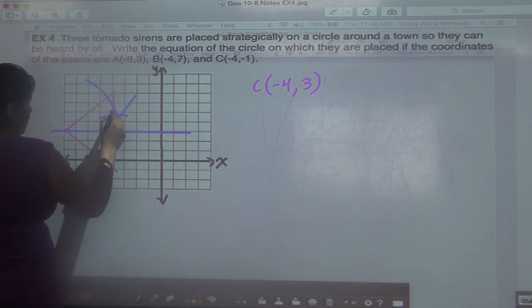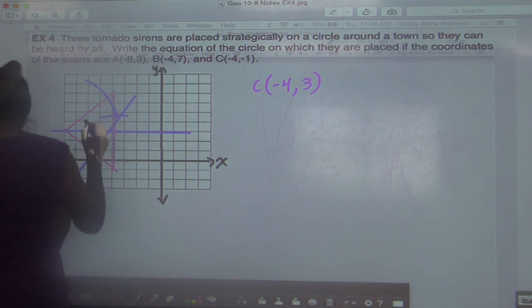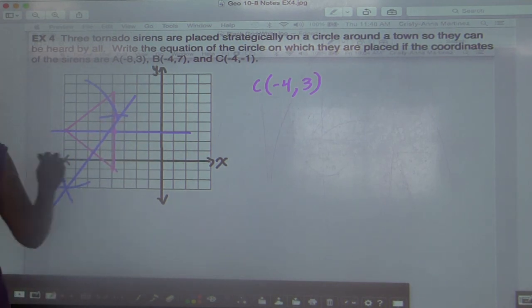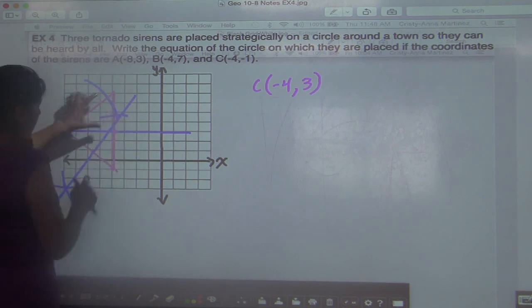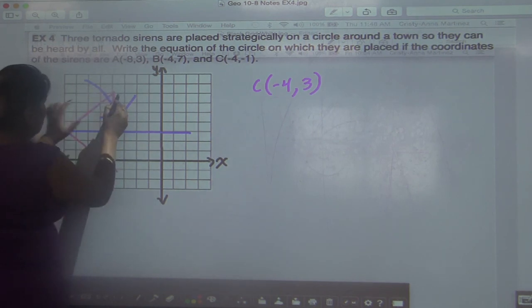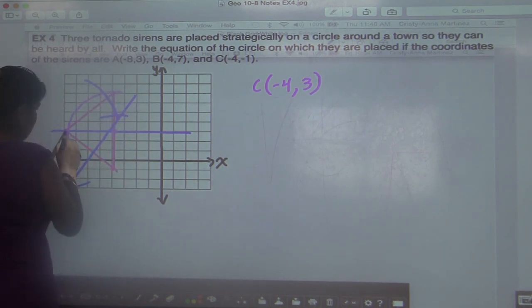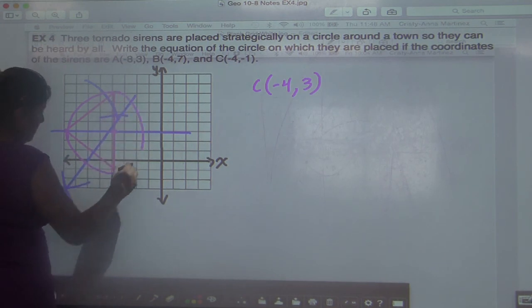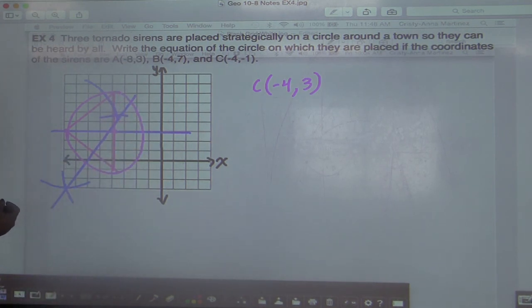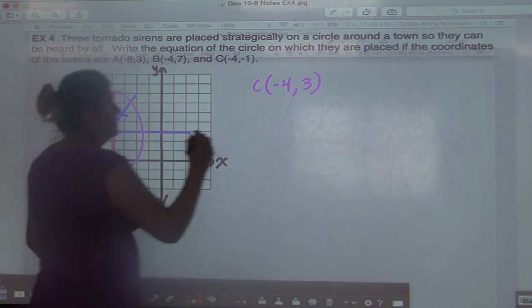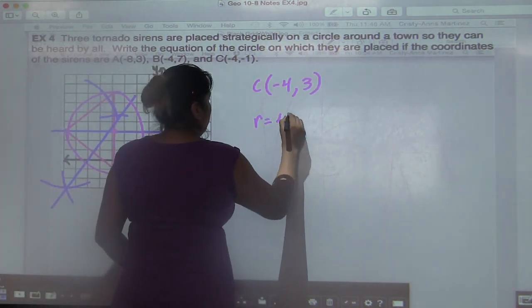And again, that'd be 1, 2. The radius here is going to be 4. So 1, 2, 3, 4. This would be a radius, and you would draw your circle. It would look something like this. Now obviously it would be done a lot better with a compass, but there you go. So my radius would equal 4.